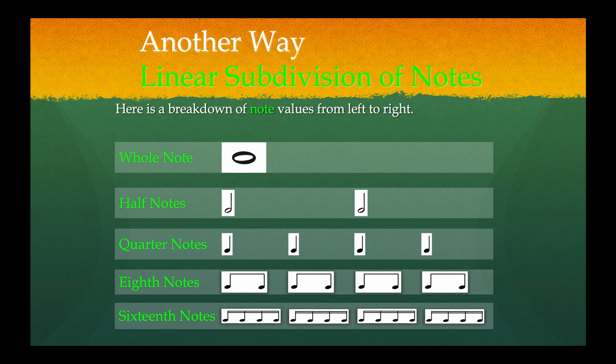You'll notice that the eighth notes are beamed together into groups of 2, but if you count the note heads of the eighth notes, you'll see that all 8 of them are still there, and that our 16th notes are double beamed together into groups of 4, but if you were to count all of the note heads of the 16th notes, you would see that all 16 are still there.